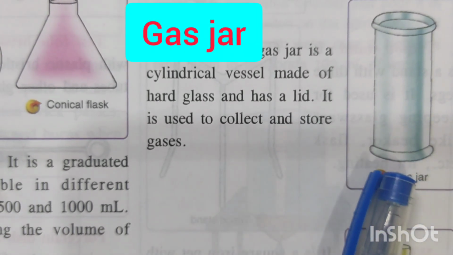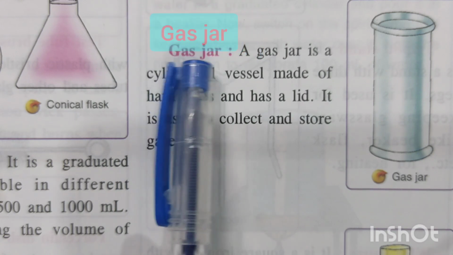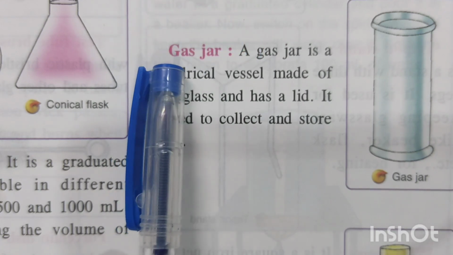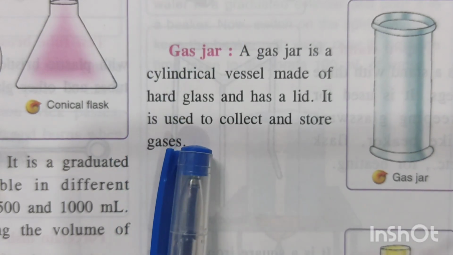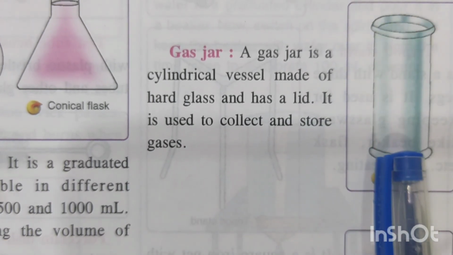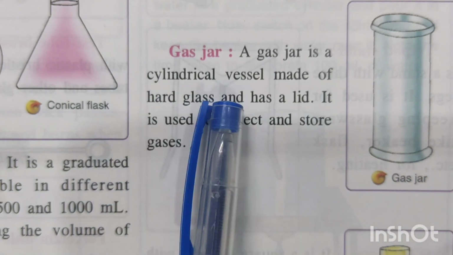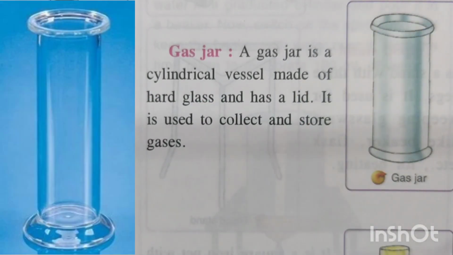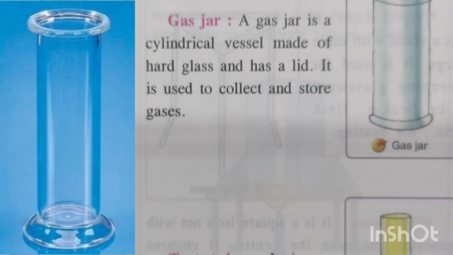As you can see in the picture, children, the name is telling you clearly a gas jar is such a container which is used for storing the gases. It has a lid over here. The gases are stored into these containers. They are made up of hard glass and they have a lid or a cover. They are used to store the gases.